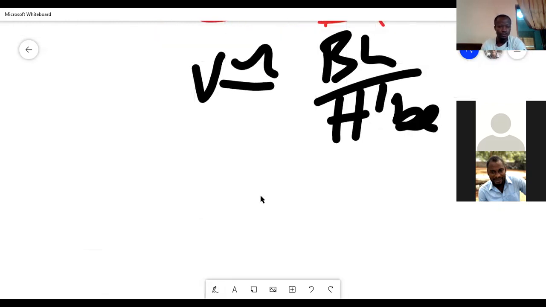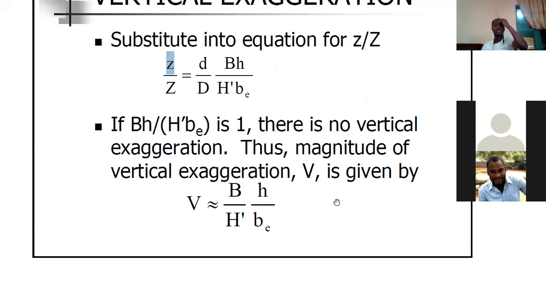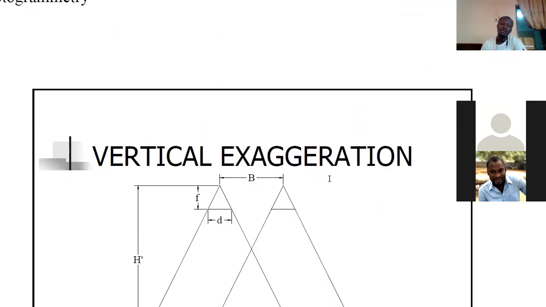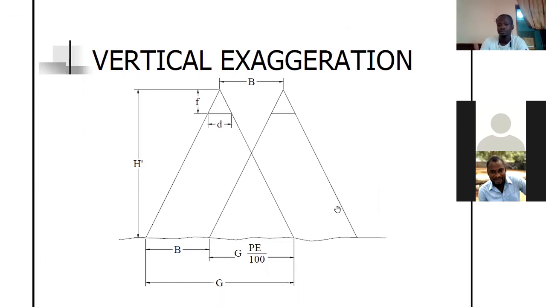So here we go. So we go back to it. So now that is why V is approximately B over H. So if you look at it, a few things that you need to know as someone who's studying photogrammetry, this diagram is very important. You'll be needing it for several calculations.